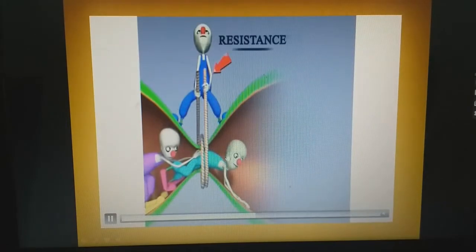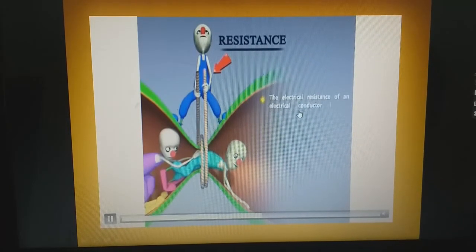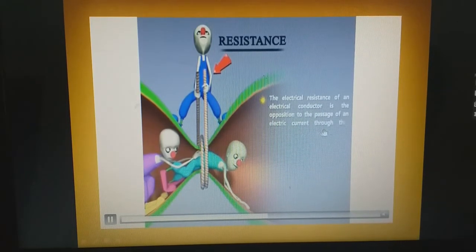So, resistance. The electrical resistance of an electrical conductor is the opposition to the passage of an electric current through that conductor. This is the resistance. Resistance is measured in ohms.